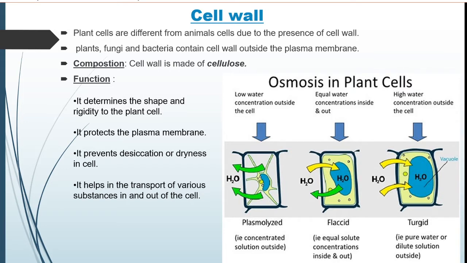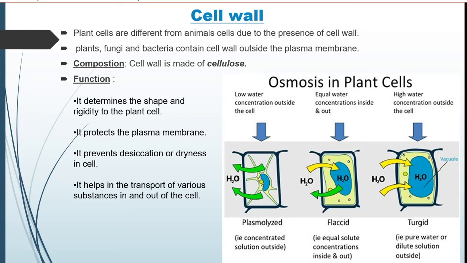In plants, the cell wall is made up of cellulose. The function of cell wall is to determine the shape and rigidity of the plant cell. It also prevents desiccation or drying of plant cell by avoiding the loss of water. And it also helps in the transport of substances in and out of the cell.